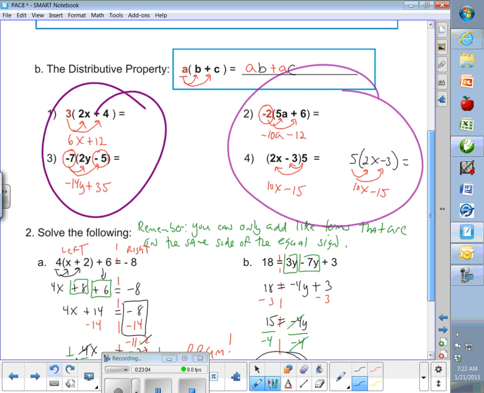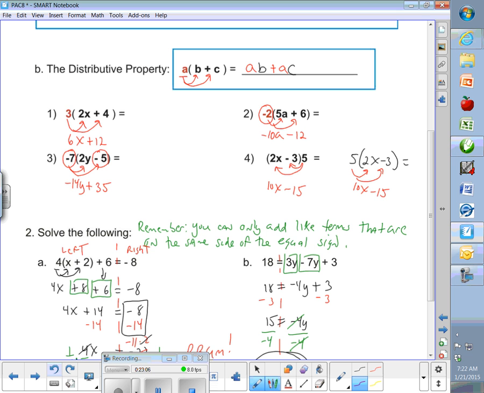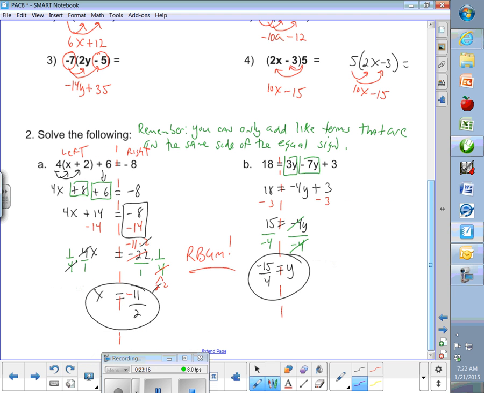And then don't forget my reminder. You can only add like terms that are on the same side of the equal sign. Don't forget, keep a left side and a right side. Move things away from the variable to the other side, whichever side that is, and you'll solve the equation.